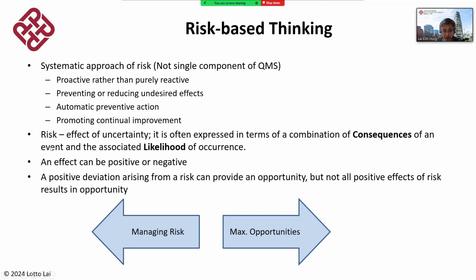What is the definition of risk? Risk is the effect of uncertainty. It can be explained in terms of a combination of consequences associated with a likelihood of occurrence. It means probability and consequence. And the effect can be positive or negative, both. A positive deviation from the risk can provide an opportunity, a positive opportunity, but not every positive effect of risk itself is an opportunity. So you need to manage the risk and maximize the opportunity. It is risk-based thinking.